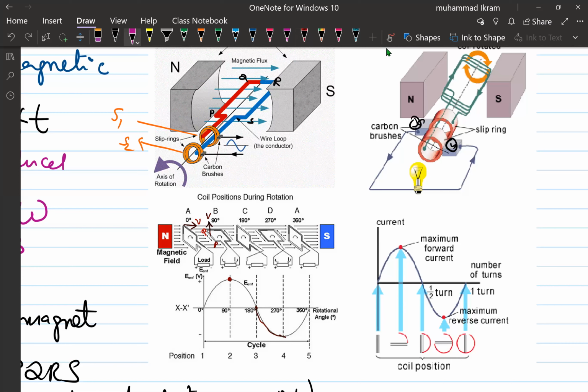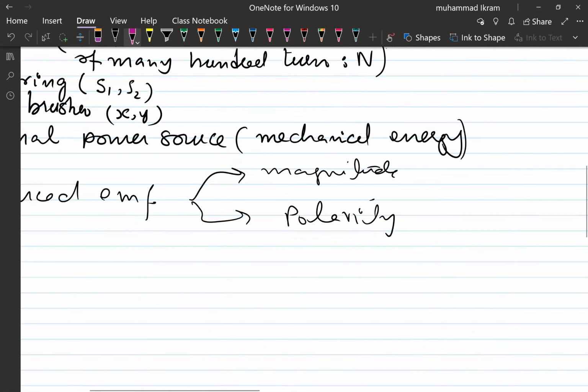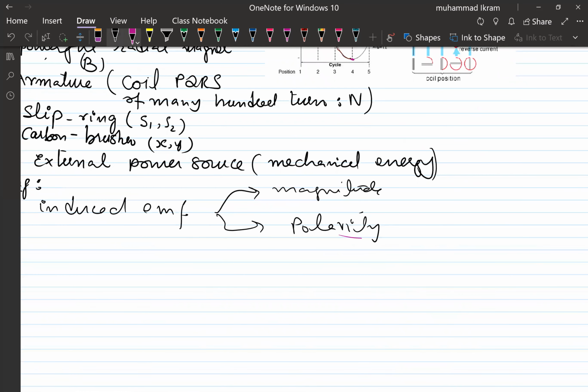And the flux will be maximum after three-quarters of its cycle. Similarly, after completing one complete rotation, when the coil comes back to the vertical position, the flux change will be zero, and there will be no induced EMF in the circuit. So you have seen that the polarity continuously changes.